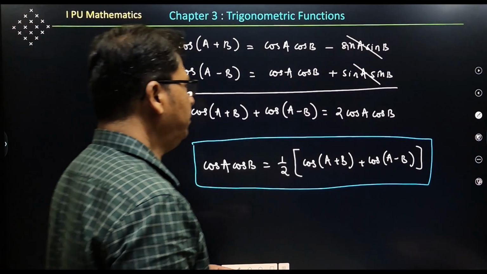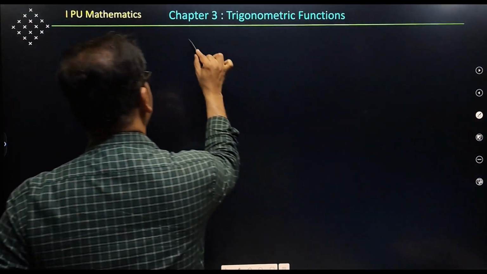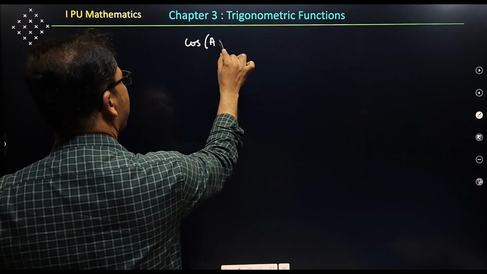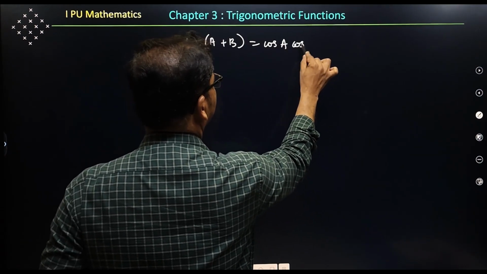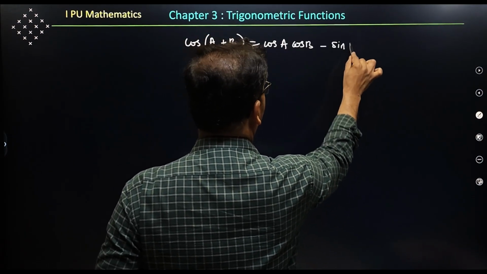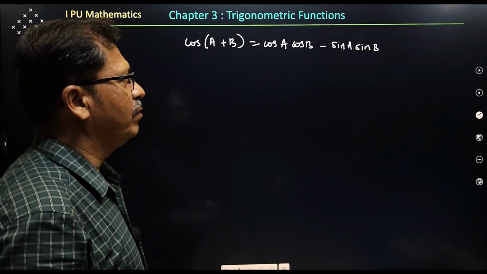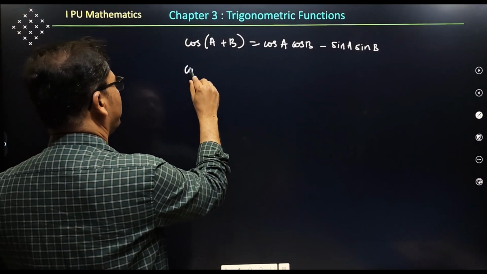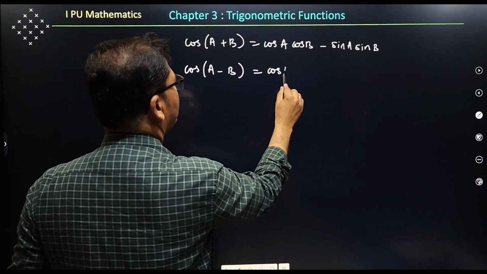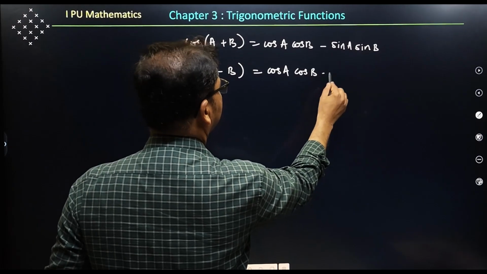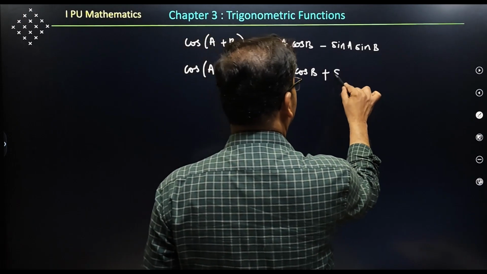Now next one, cos of a plus b I would like to take, which is equal to cos a into cos b minus sin a into sin b. This is cos of a plus b. Next, cos of a minus b is equal to cos a cos b, instead of minus, it is plus sin a into sin b. This is the result.